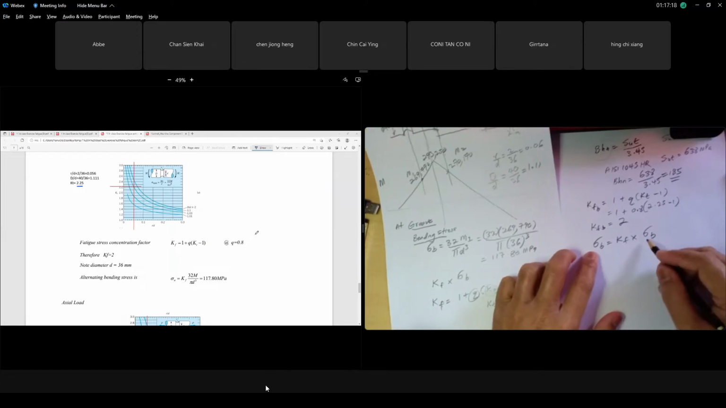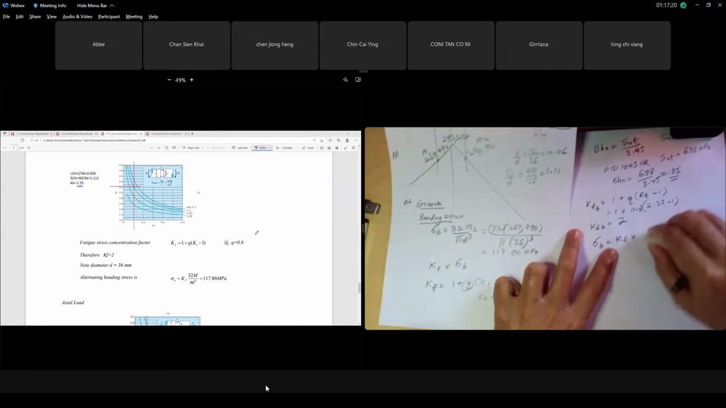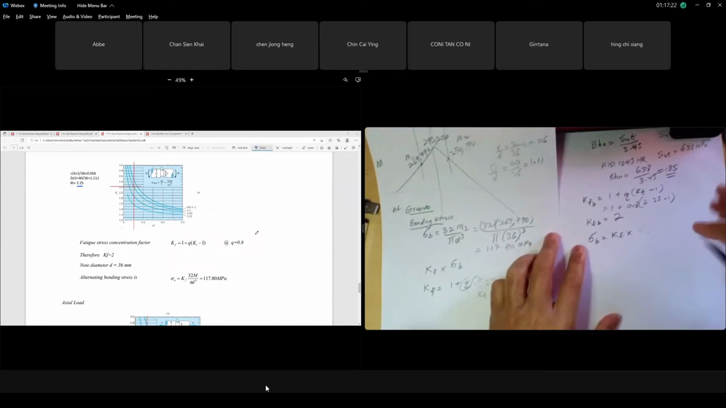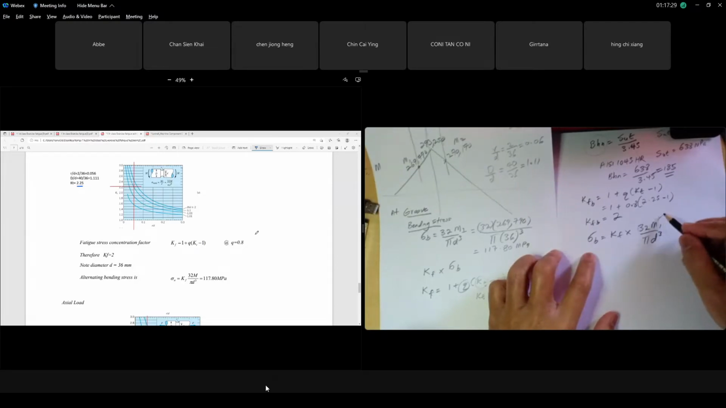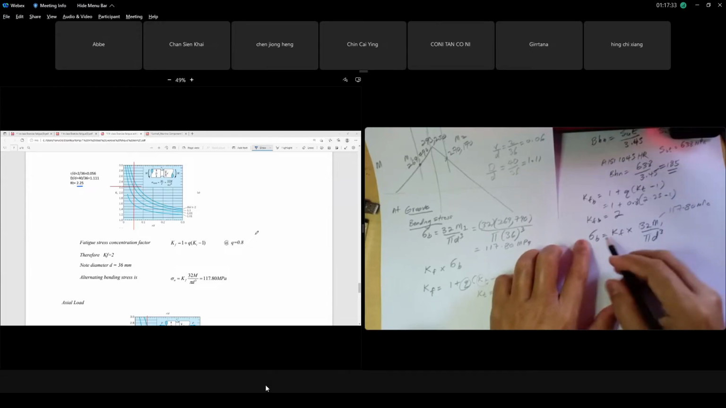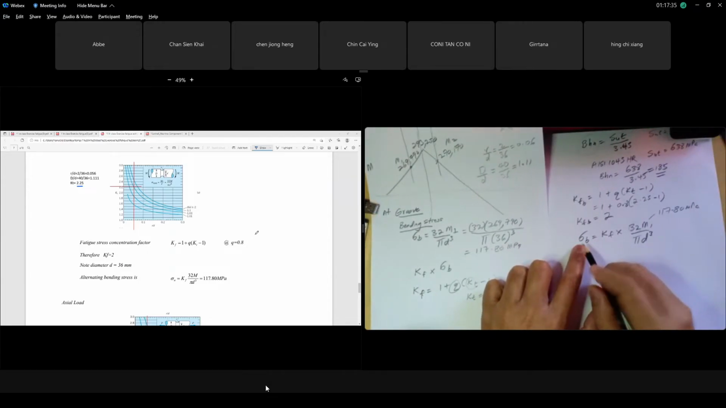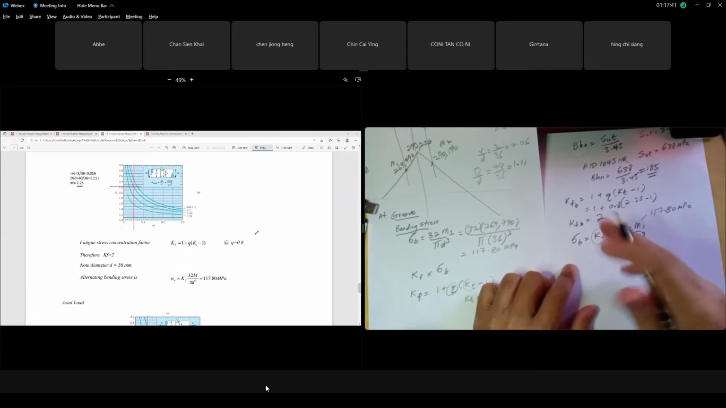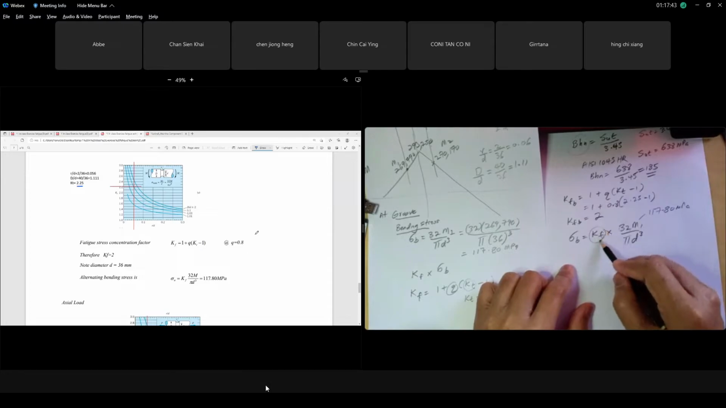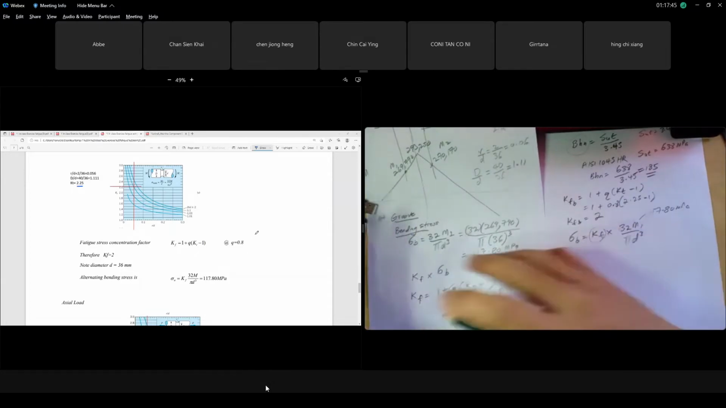Your bending stress times KF, times what was that, 32 moment over pi d cubed. Where we got the value of 117.80 megapascal. So this is our true case at the groove. At the groove, we consider the fatigue stress concentration factor. Is that clear, class? Okay, it is complicated, but the steps are straightforward like this.